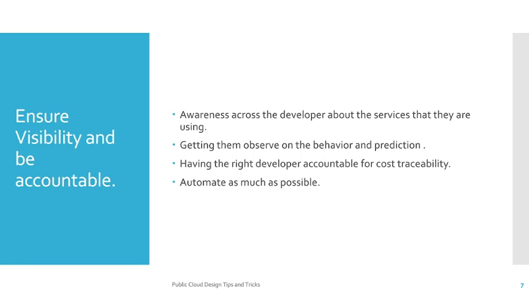Second is ensure visibility and be accountable. The first and foremost thing most of the organizations are lacking is awareness across the development community. Okay, there is a cost which is linked to the services that you are using. You will find a lot of organizations are really struggling with higher budget because their development community are misusing the environment in a very wrong way.